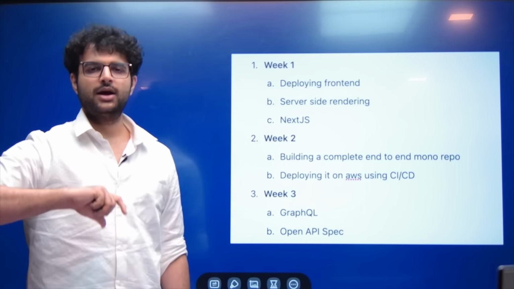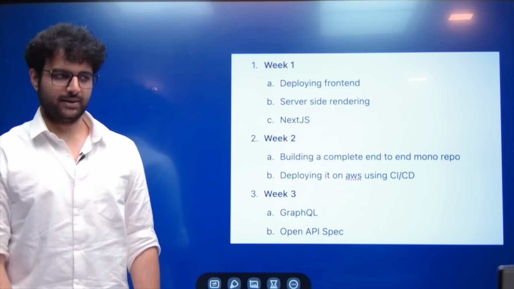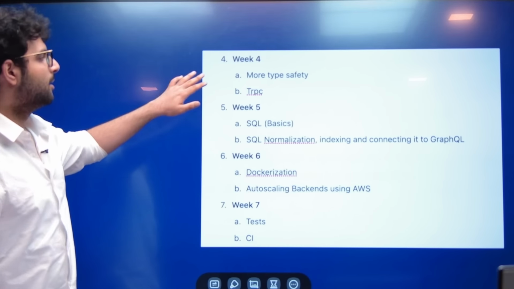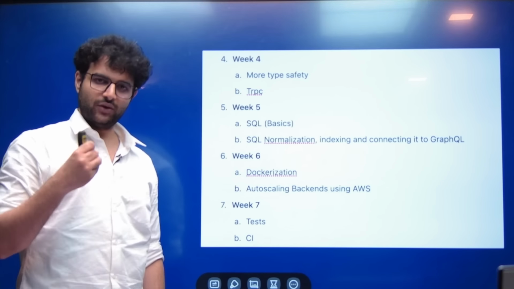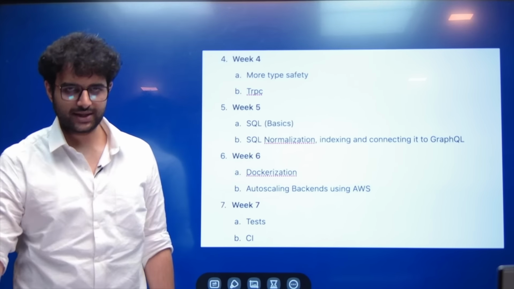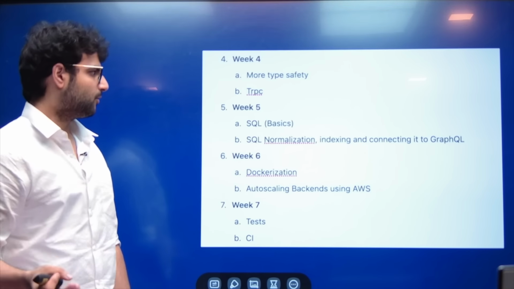Week 3 is going to be GraphQL and OpenAPI spec, maybe a few other technologies on how you can communicate with your backend and why these came into the picture, even though we already have HTTP. Week 4 is going to be more type safety, basically diving a little deeper into TypeScript, because when you open a project, most probably you'll be confused by a syntax, because TypeScript syntax is weird, especially if you're coming from JavaScript. So we need to spend some more time there.